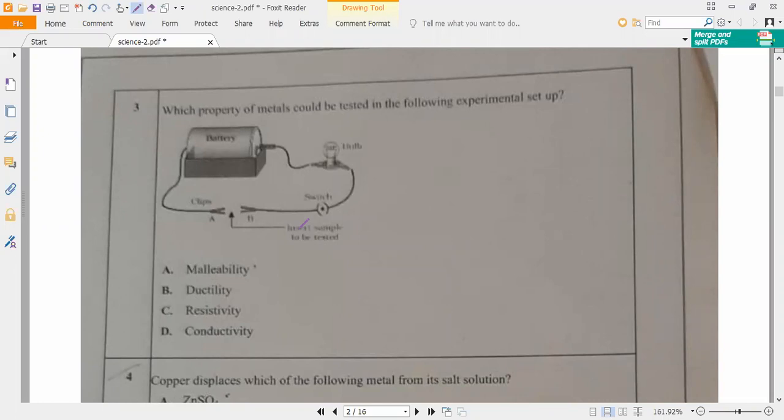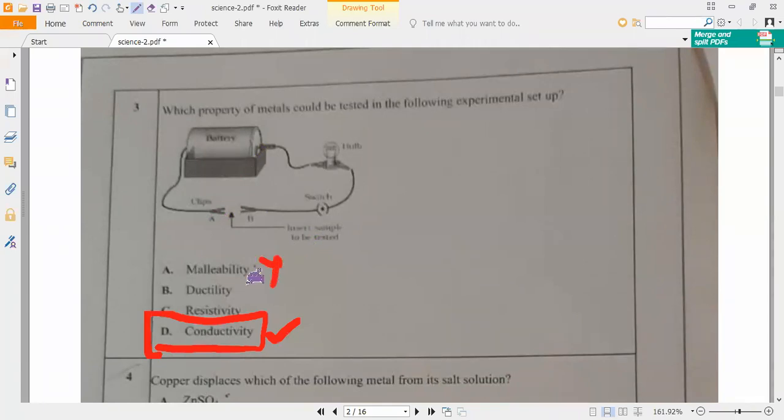Now, which property of metal could be tested in the following experiment setup? This experiment also I have taught you. Do you remember, guys? The same picture I have taught you. Yes, sir. This picture we can use to test the metal's conductivity, whether the metals are good conductors or bad conductors.